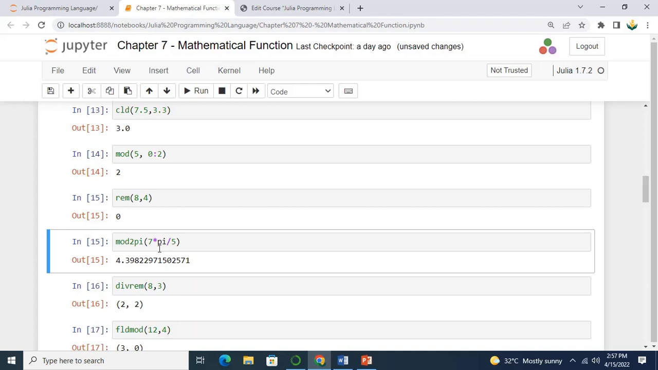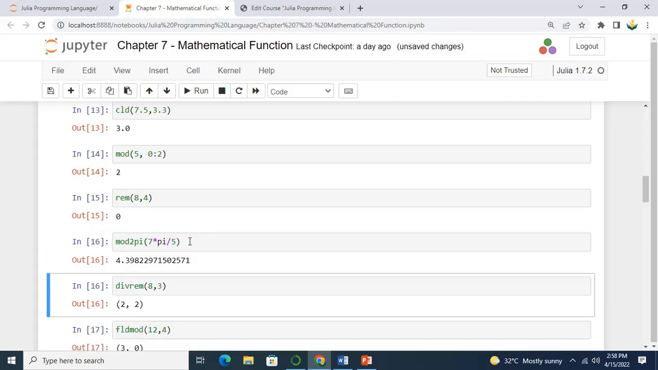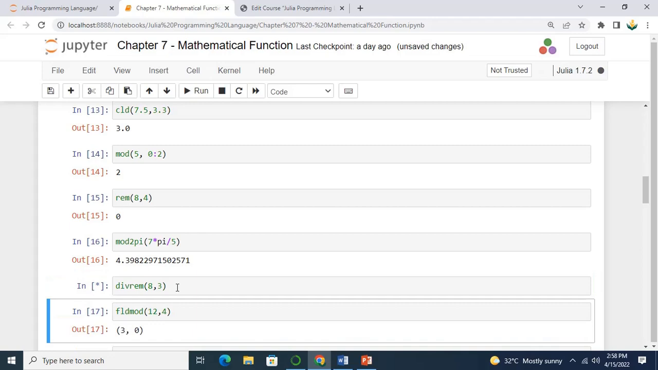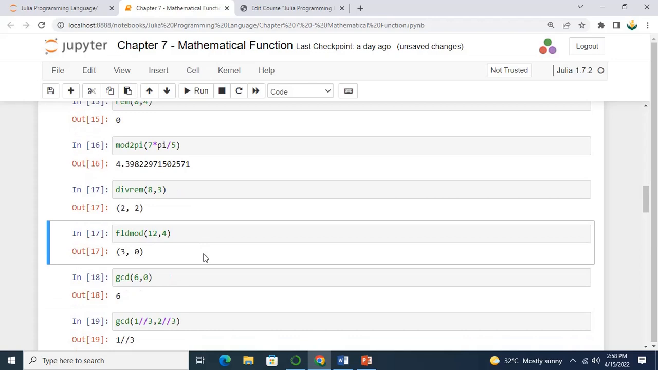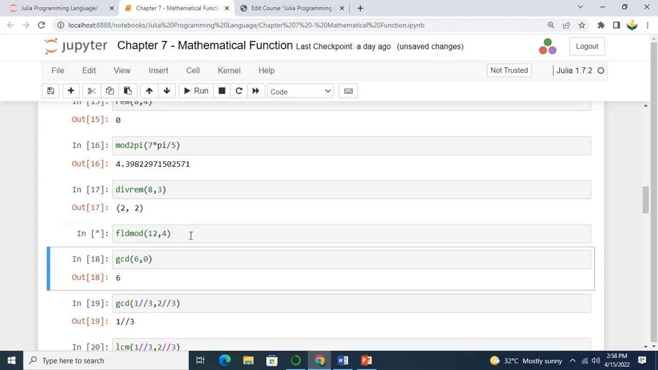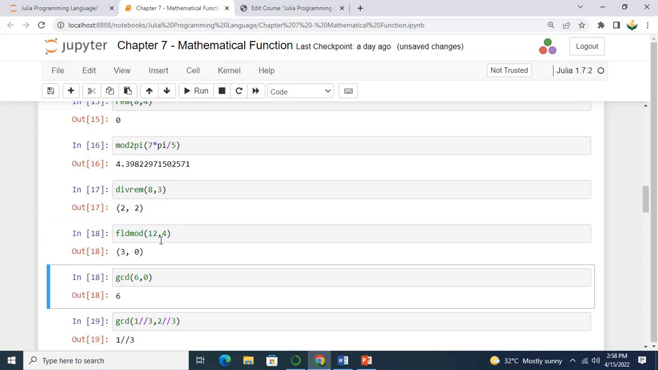7 asterisk pi divided by 5 I have taken, so it will try to manipulate and take the modulus of those numbers, and in my case I'm going to get around 4.3989 here. Division remainder is also possible. The other technique also available as far as division in the Julia programming language is concerned is FLD mod, which again gives you the remainder of two, with the numbers 12 comma 4.